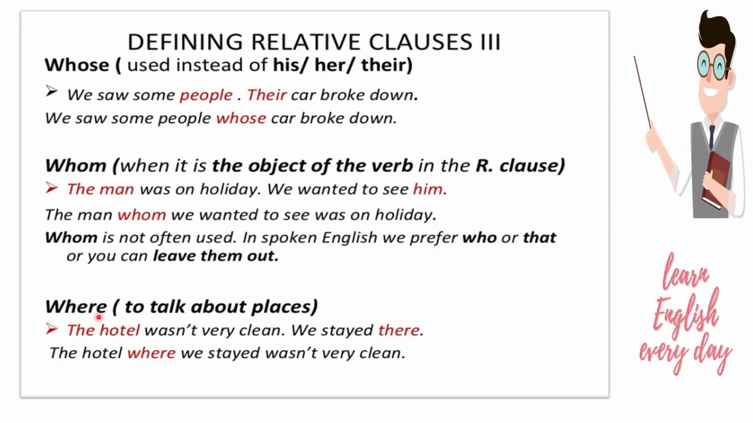The next one is where. Where is used to talk about places. The hotel wasn't very clean. We stayed there. So the hotel and there are two similar expressions. They can be combined into one defining relative clause, like: the hotel where we stayed wasn't very clean.